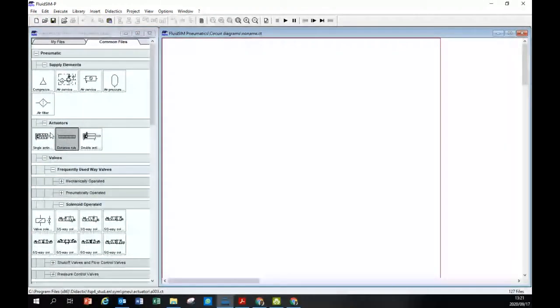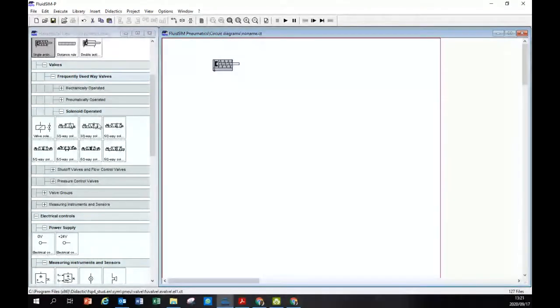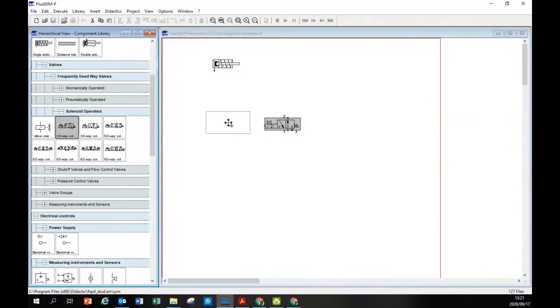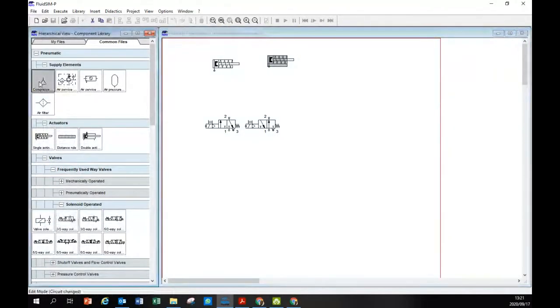Okay, we needed a single-acting cylinder, and we needed, something that we haven't covered yet with you guys, a 3-way valve, normally open and normally closed. I'm going to do this for you so that, for the first time, who can tell me why do I use a compressor?